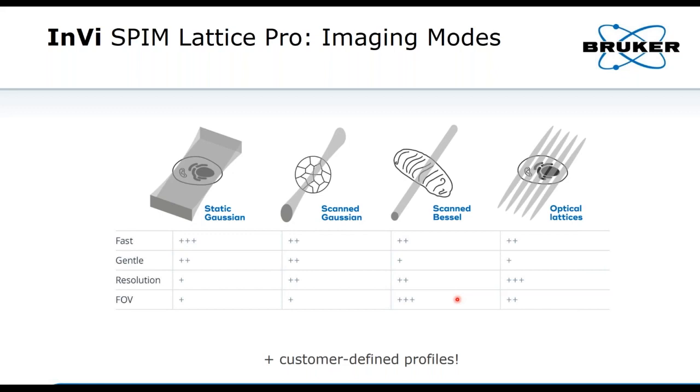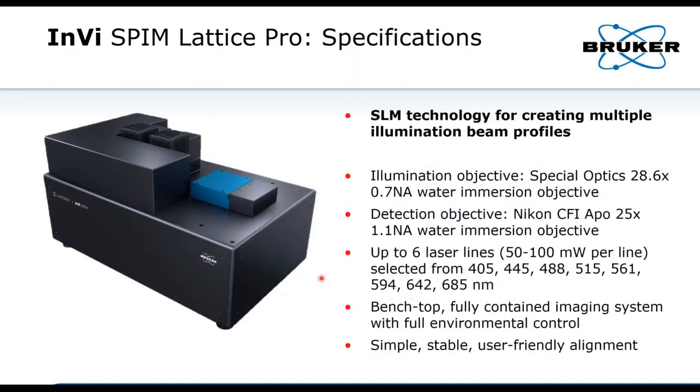And the good thing with our system is that you don't have to realign anything. You don't have to do much. If you want to switch between the different imaging modalities, you just click a button in the user interface, and then you can switch from the Gaussian beam to an optical lattice. And you can very pragmatically play around with what is the best solution for your application.